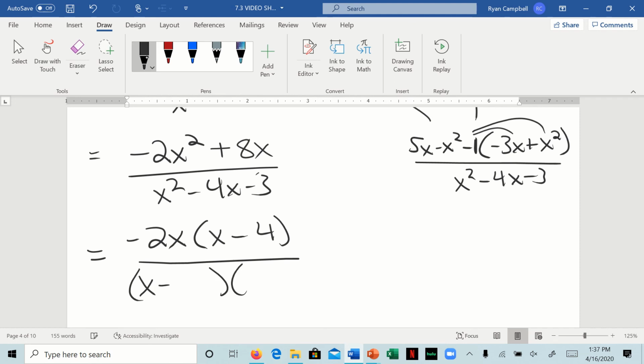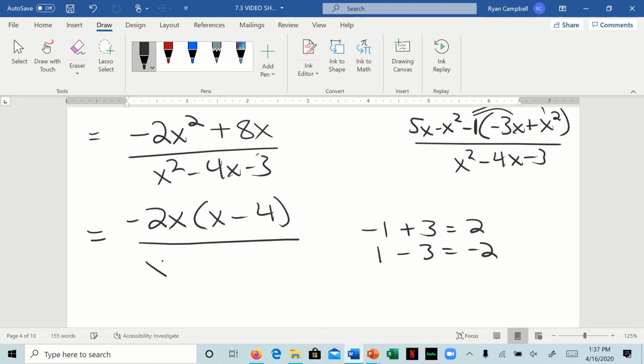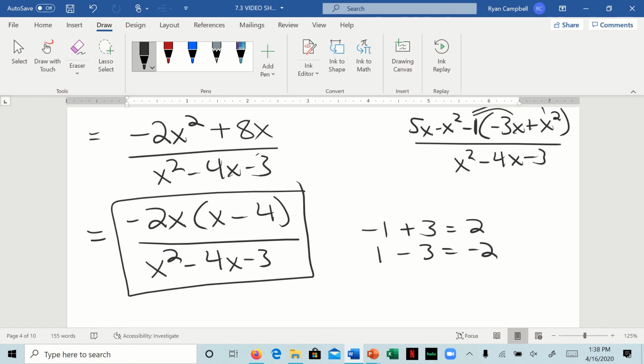So what two numbers multiplied get you negative 3, and add to get you negative 4? Negative 3 and 3, if you add those two numbers together, they'll give you positive 0. And then 1 and negative 3 will get you negative 2. So nothing. So the bottom actually doesn't simplify. Which means that we can see there is nothing in common with the top and the bottom. So that is as simplified as it goes. That's our final answer.